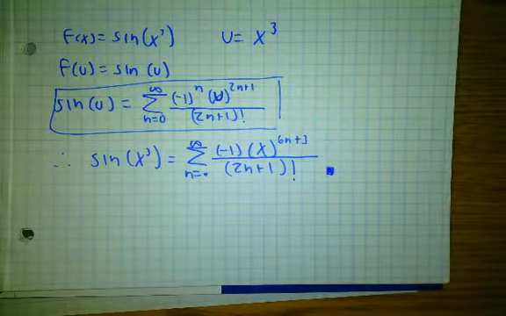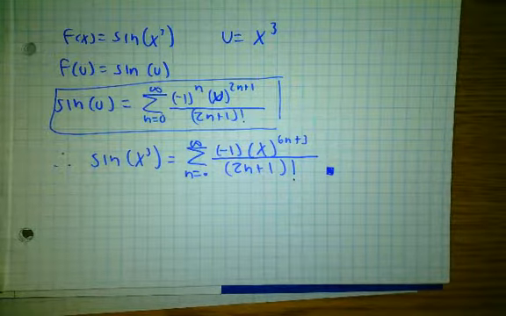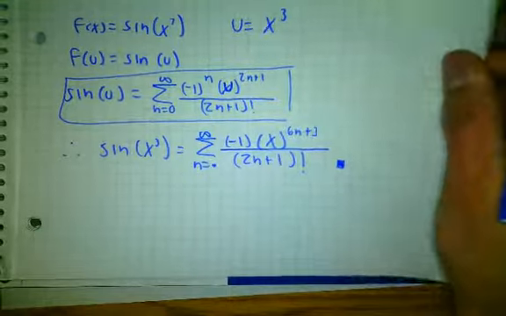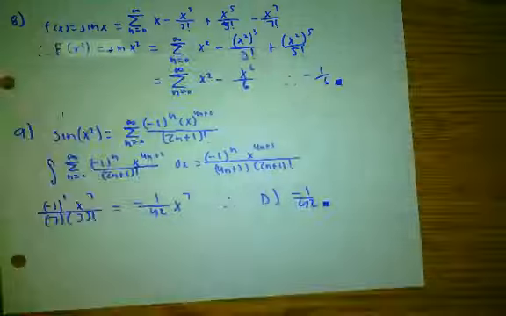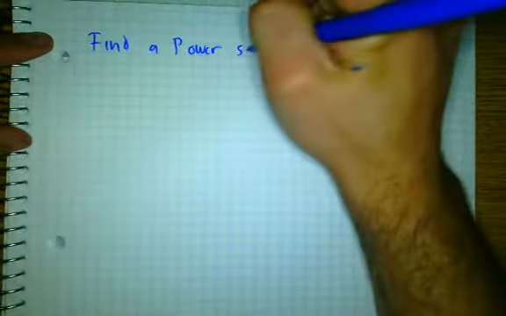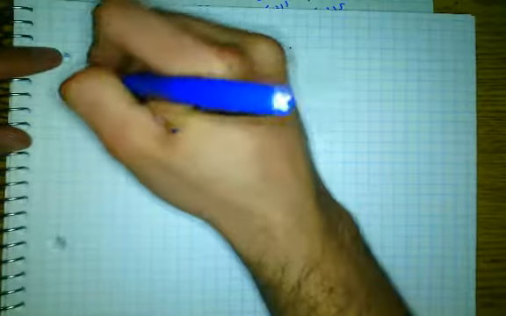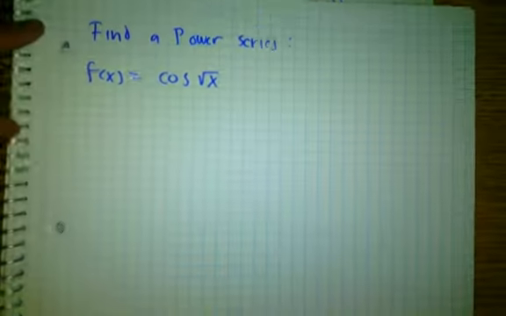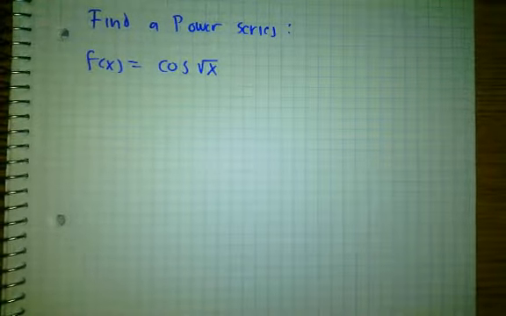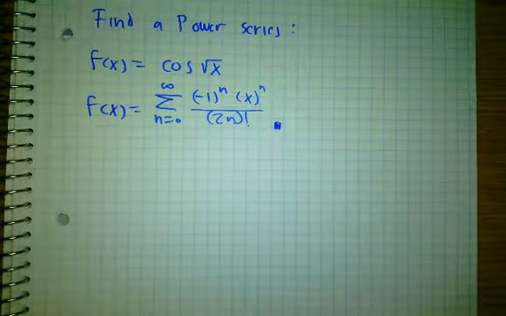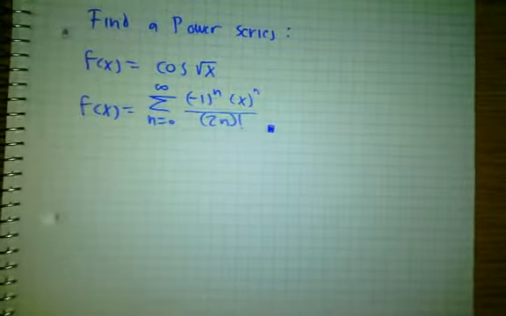Cool? Alright. I want to give you one more for you to try, and then that will be our lesson for the day. Cool? So let's say that I ask you to find, I don't know, find a power series for f of x equals cosine root of x. I'm going to go ahead and pause the video and then I'll go over it. Alright, so go ahead and check your answer. So the one that would represent cosine of root of x would be this series right here.